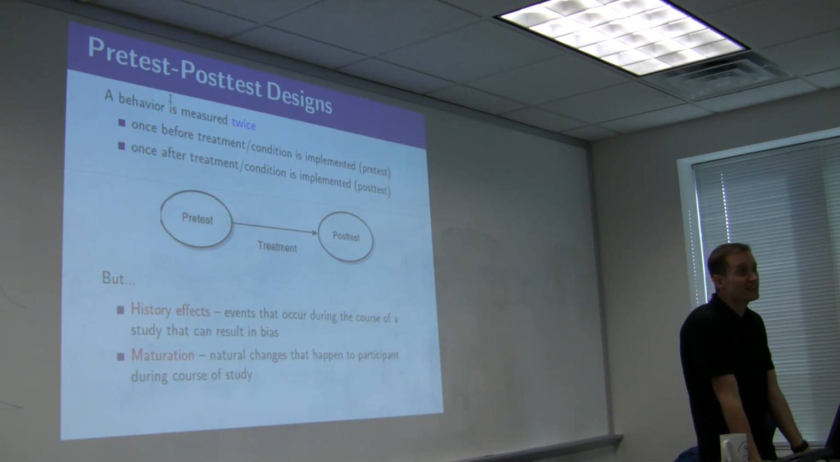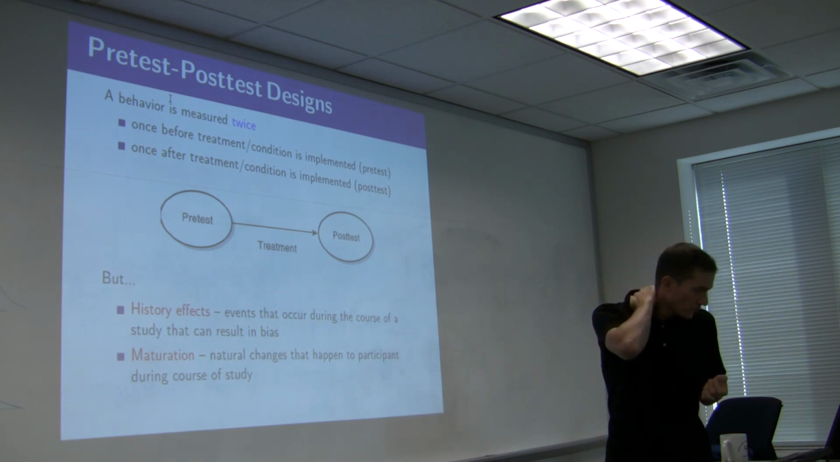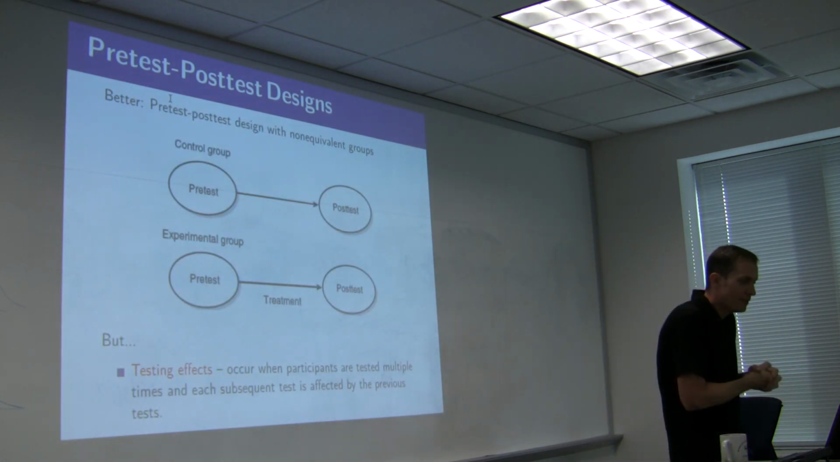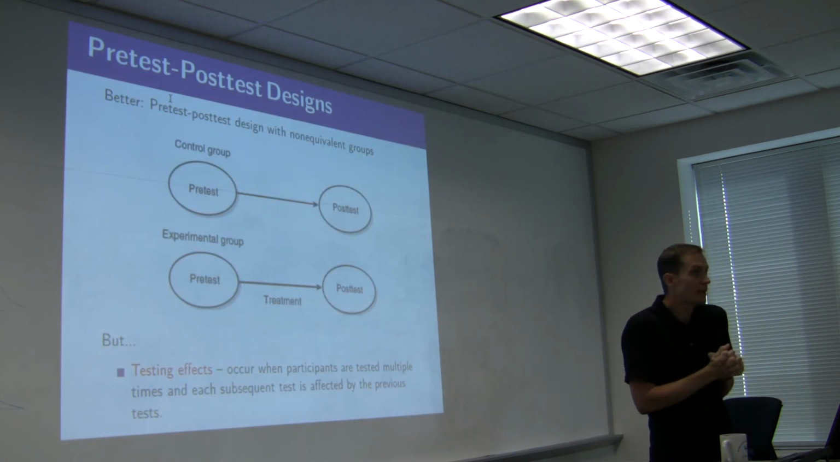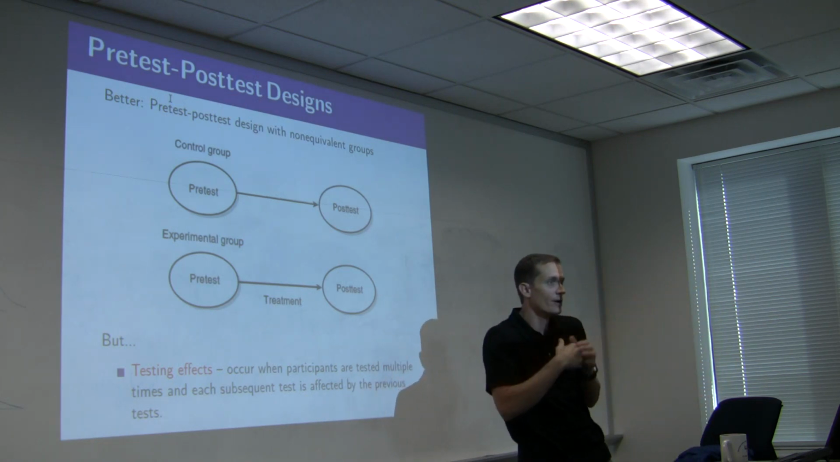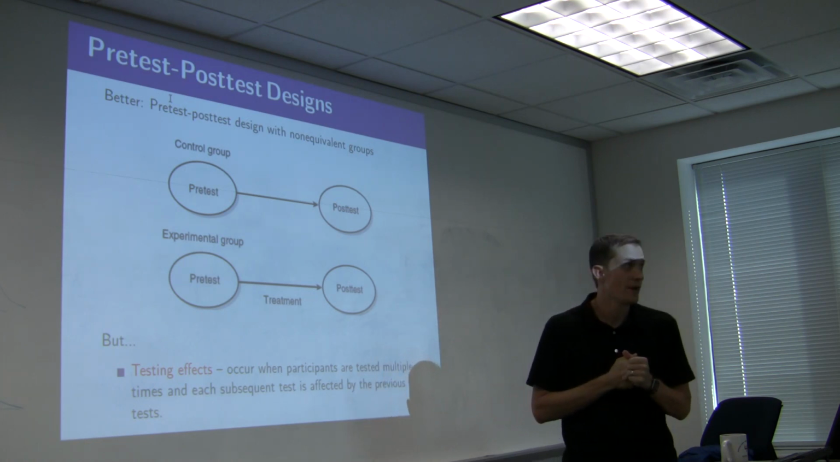There are history effects, there are maturation effects. These are things that you've talked about in research before. So how do you get rid of those? Well, you could have a pre-test, post-test design with non-equivalent groups. You could have one group that has a treatment, one group that doesn't have the treatment, but you still measure them in pre and post. So that might help you get rid of history effects and maturation effects.